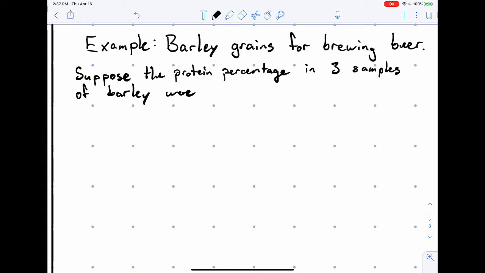So let's suppose we're studying the protein percentage in 3 samples of barley. The first one is 11.3, the next one is 11.7, and the final one is, say, 13.2.